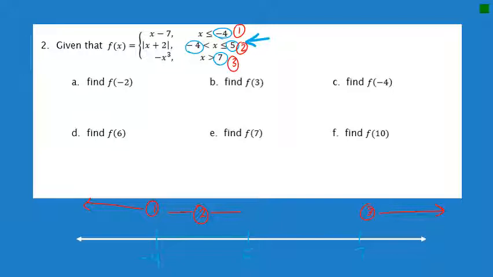So what that means is if we have any numbers that fall in this section right here, our answer is going to be that it's not in the domain. So we can't do those problems. So let's take a look at part A.